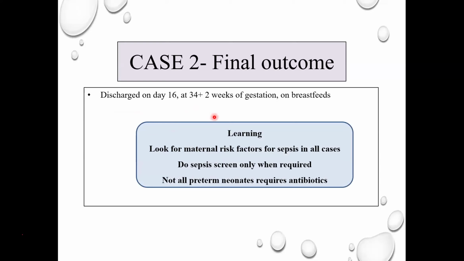and the baby regained birth weight by day 8 and was discharged by day 16. So the important learning point is, if there is a maternal risk factor for sepsis, especially in a preterm baby, and if 2 or more factors are there, then do a sepsis screen. If it is negative, you can wait. Not all preterm neonates require antibiotics just because there are some risk factors. If there are clinical symptoms suggestive of sepsis like shock, then we may consider it. But for just respiratory distress and one or two risk factors, we need not start antibiotics. We can do a sepsis screen and then decide.